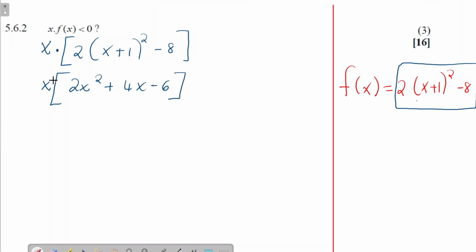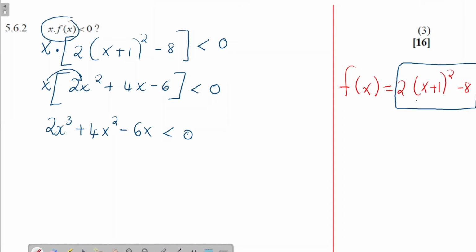And then what are we going to do? We're going to multiply that x inside. So it's going to be 2x to the power of 3 plus 4x squared minus 6x. Okay, and we want to find out where is this less than. So this question wants to find out where is this function less than 0. That is what we're trying to find out.